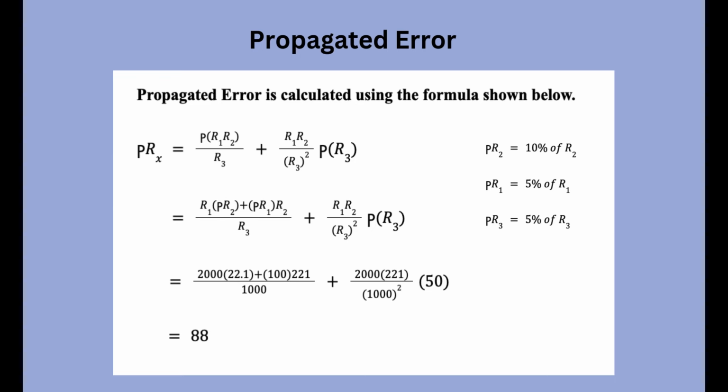Now we can substitute the values from our experiment into the formula. We know the values of R1, R2, R3 and their respective uncertainties. By plugging these values into the formula, we can calculate the propagated error in Rx. In our case, the calculated propagated error in Rx is 88 ohms. It means that our calculated value of Rx could be off by as much as 88 ohms due to the uncertainties in our measurements.